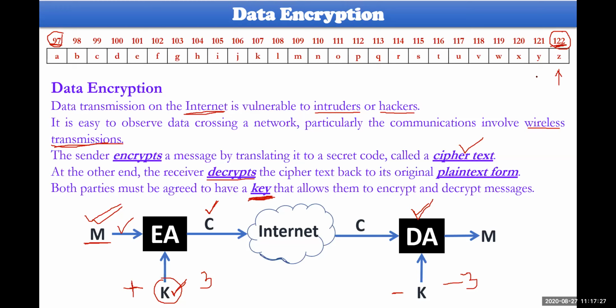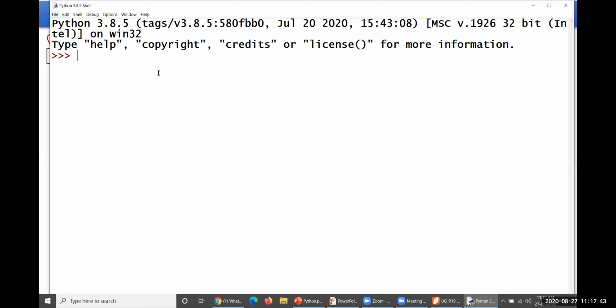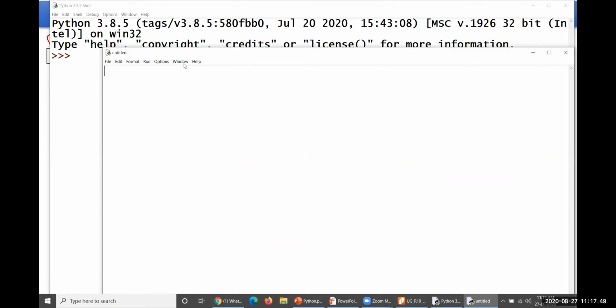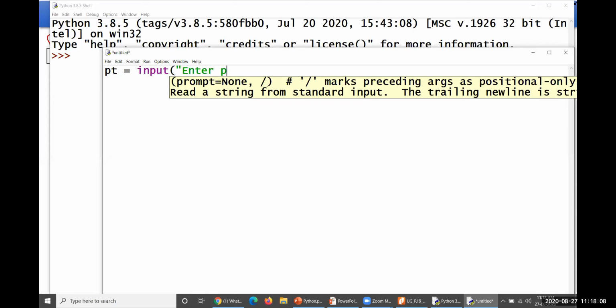That particular value will need some kind of operation. How could this be done? Let us observe this by opening a small file for you. A new file will be taken here, and here is how things happen at your side. Let me take the input first. The plain text pt, or message m, whatever variable you want to consider, you could take your own variable name, will be equal to input. It must always be a string only. So: enter plain text in lowercase letters.